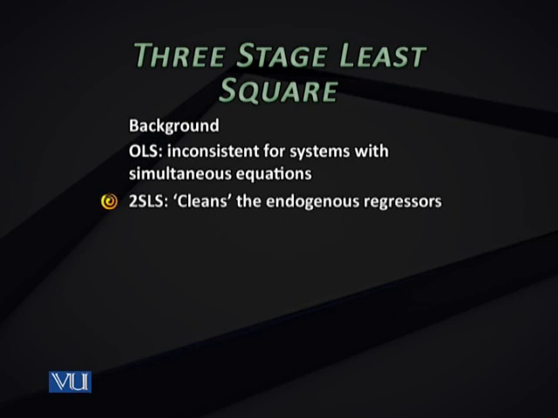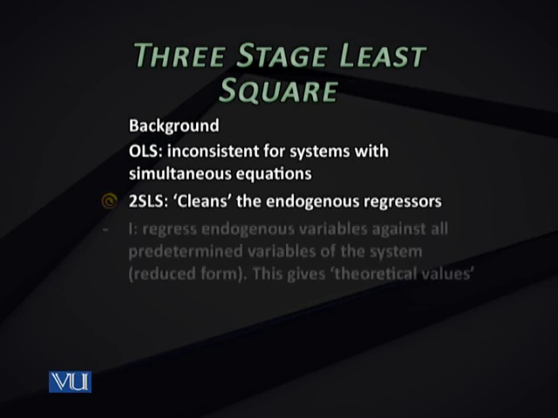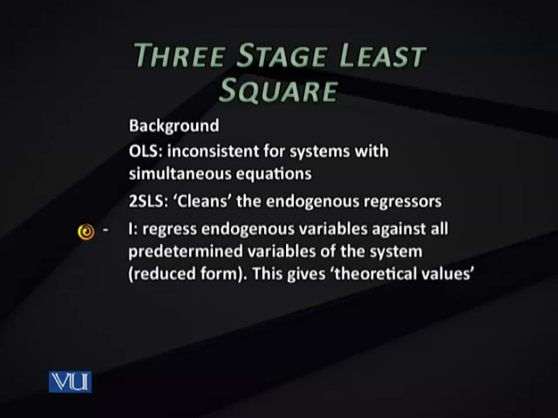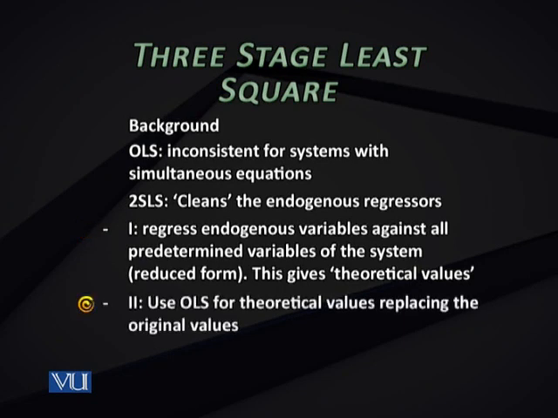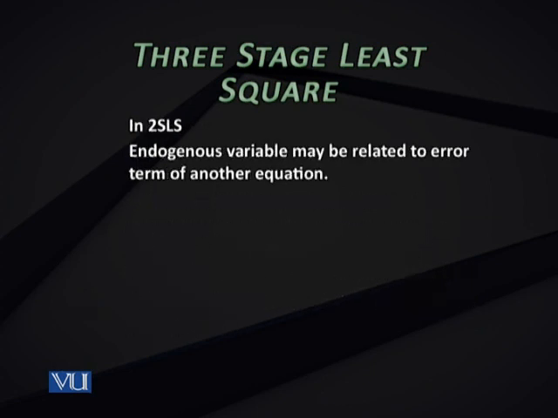And remember that in two-stage least square, we clean the endogenous regressors. In stage 1, we estimate the reduced form of the endogenous variables and find their theoretical or trend values. And in stage 2, we replace them, take the endogenous variable for the over-identified equation, and regress it on the endogenous variables' theoretical values or trend values, and we get the 2SLS estimates of the structural parameters. So also remember that in two-stage least square, one endogenous variable may be related to the error term of the second or third or any other equation.